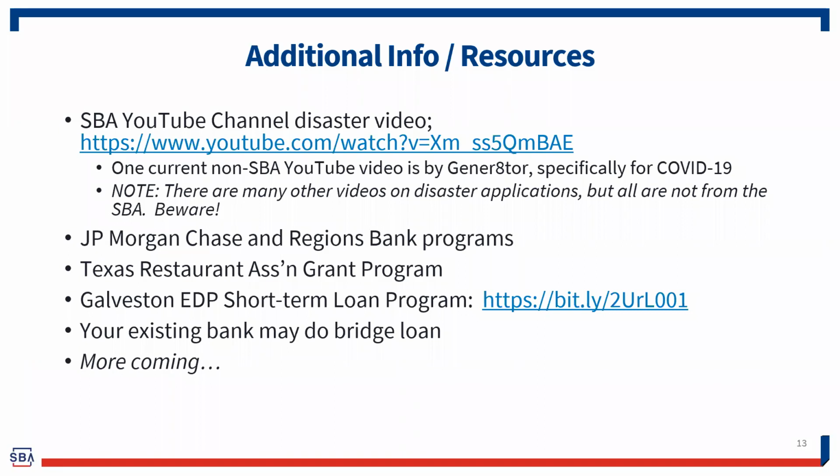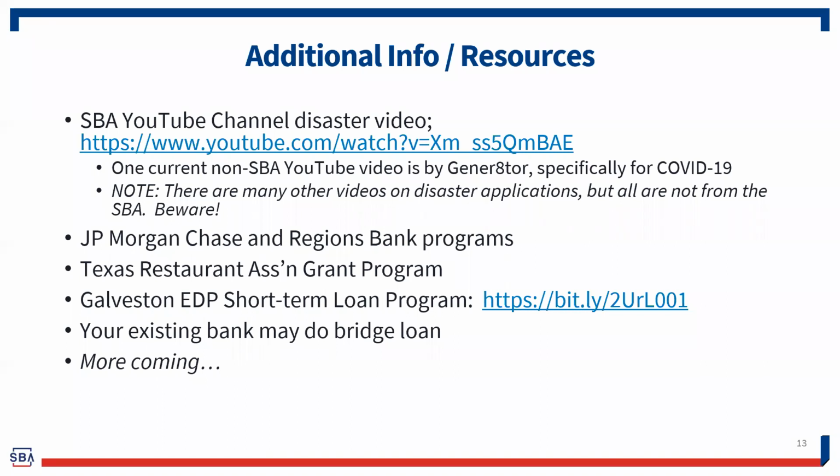I understand JP Morgan Chase and Regions Bank are doing special programs for their clients. You probably know the Texas Restaurant Association has started a grant program. You just Google Texas Restaurant Association and you'll find it. I think it's $5,000 for those that apply and are approved. They'll get up to $5,000 to help them through this.